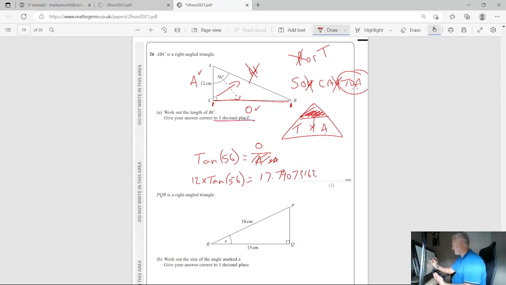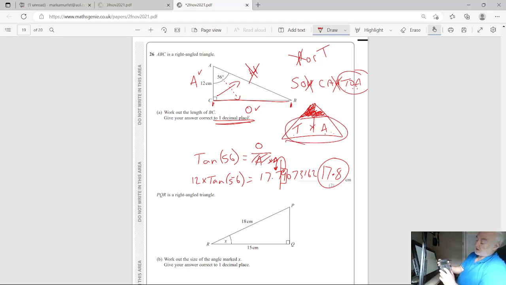17.79073162. We want it to one decimal place. What effect is the 9 going to have? It's going to round that up by a point. So 17.8 would be my answer. And again, it tells you exactly, if you use these triangles and cover that up, that's the function you put into the calculator. So with what I did, 12 times tan 56, let's go back into it and do it the other way around. Remember, these are interchangeable. So times 12. Doesn't matter which way around you do it, you still get the same answer.